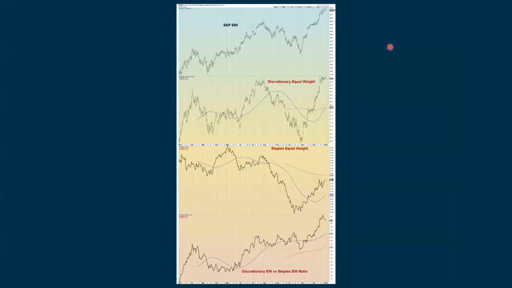And then we look at discretionary versus staples. And there's a number of different ways to measure this. One of the newer ETFs that are out there is an equal weight ETF for both discretionary and staples. Discretionary is more growth, where you want to buy low and sell high. Staples, those are things in the economy like toothpaste and toilet paper, things you have to have no matter what's going on in the economy.